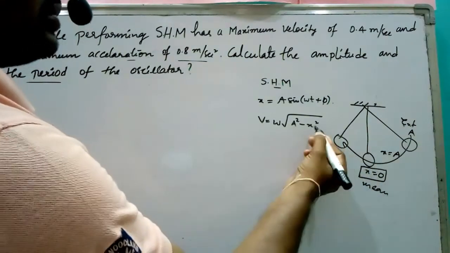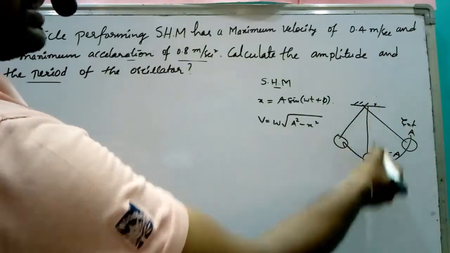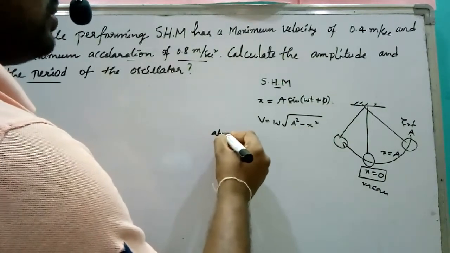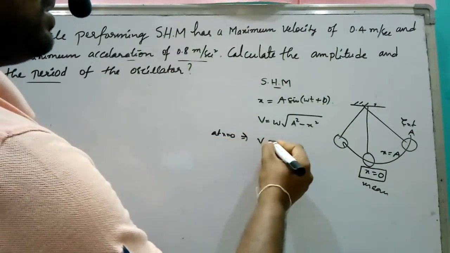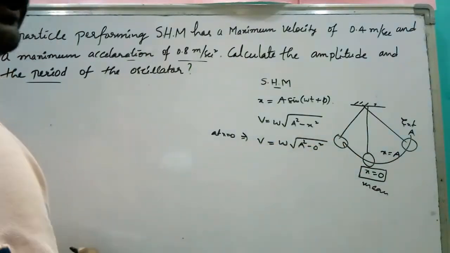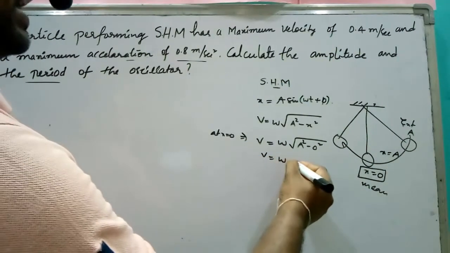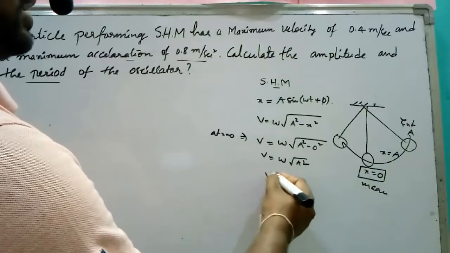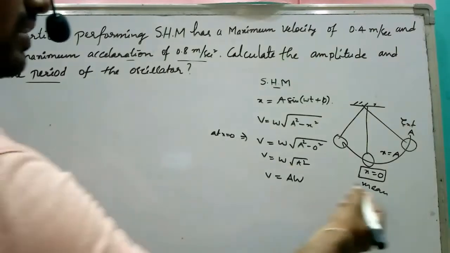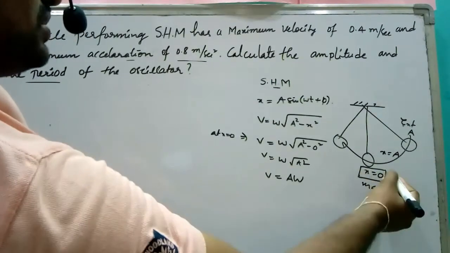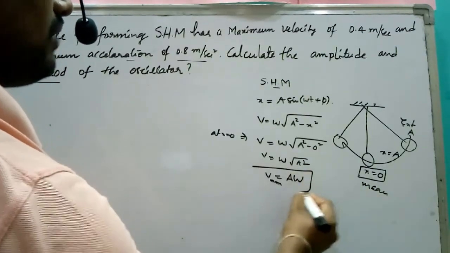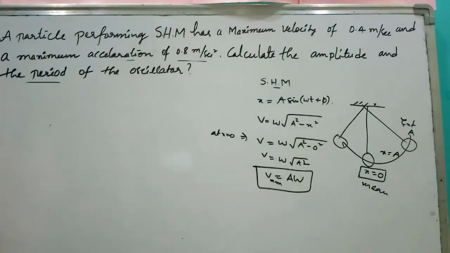If we put x equal to 0, we get the velocity of the oscillator at this position. At x equal to 0, v equal to omega into under root of a square minus 0 square, nothing but omega into under root a square. So v equal to a omega. At the mean position, we get the maximum velocity. V maximum equal to a omega.